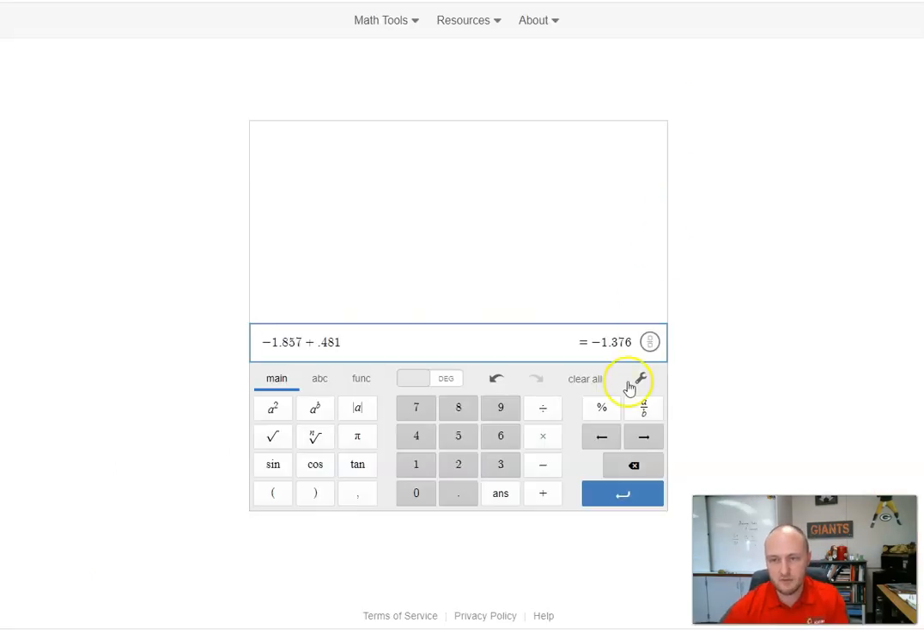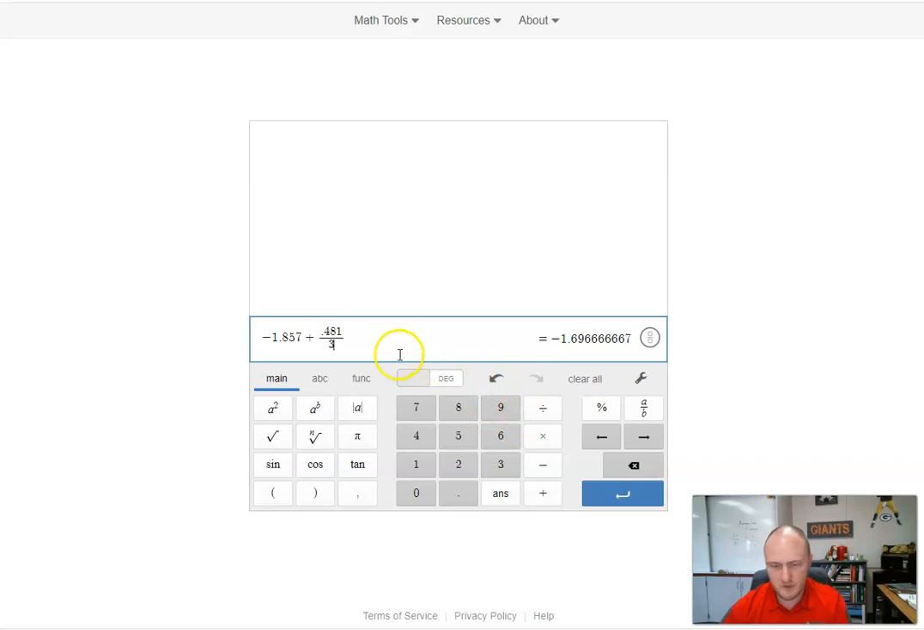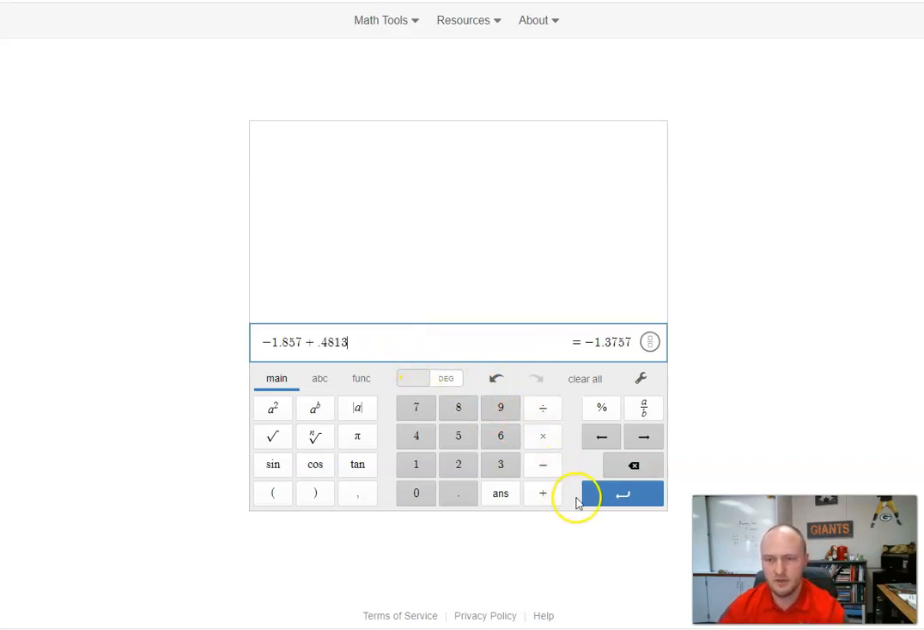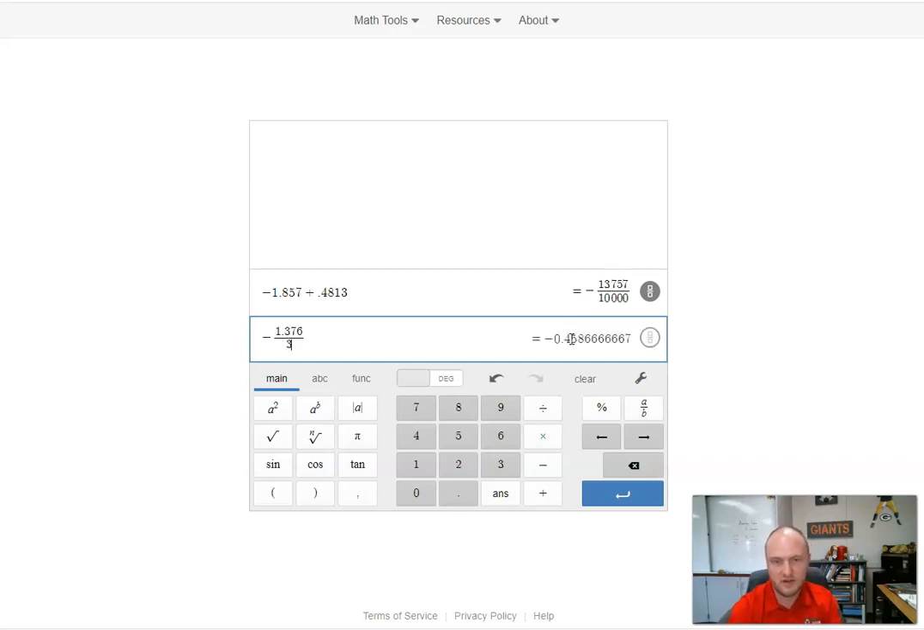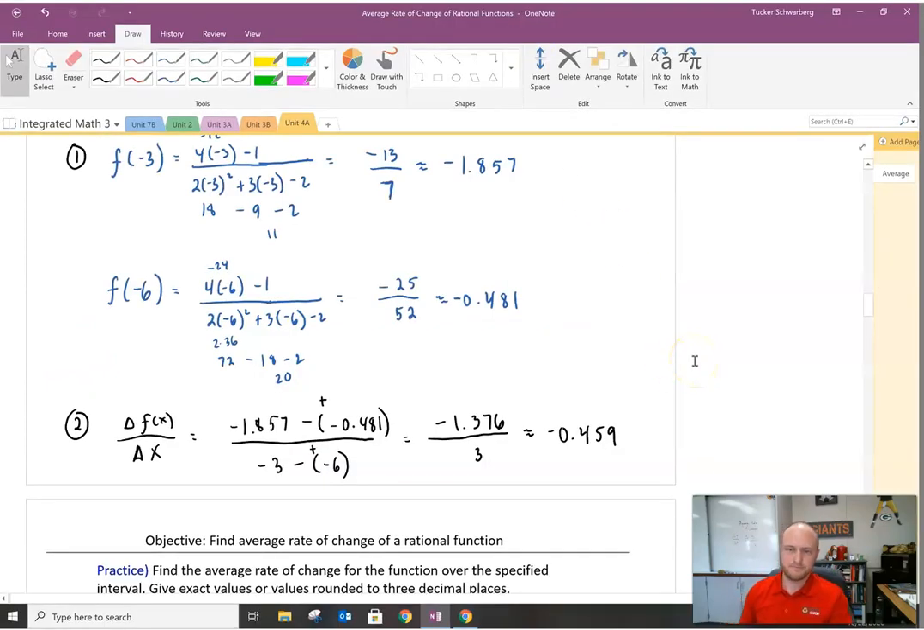So I'm going to take my value, which is here, -1.376, and we divide by 3. Oh, wait. No, not that. There we go. I'm going to hit return. And I want -1.376, and we're dividing by 3. Okay, and so here's our answer, -0.459. Okay, so there is your answer.